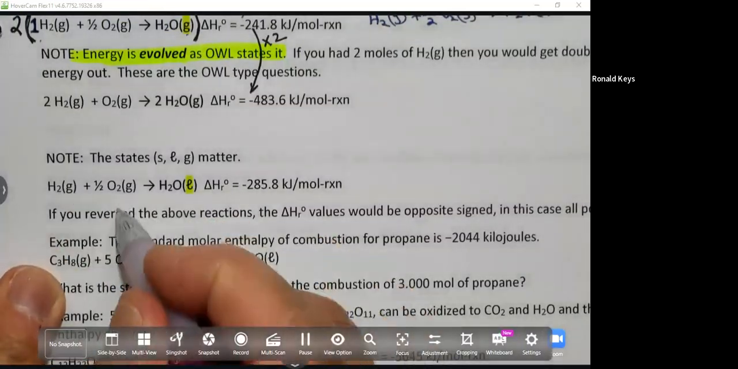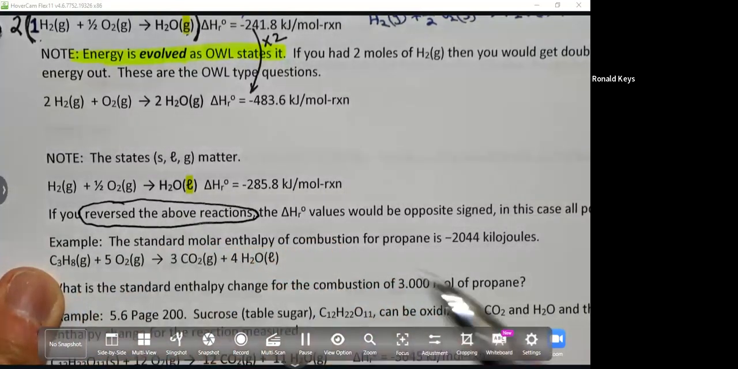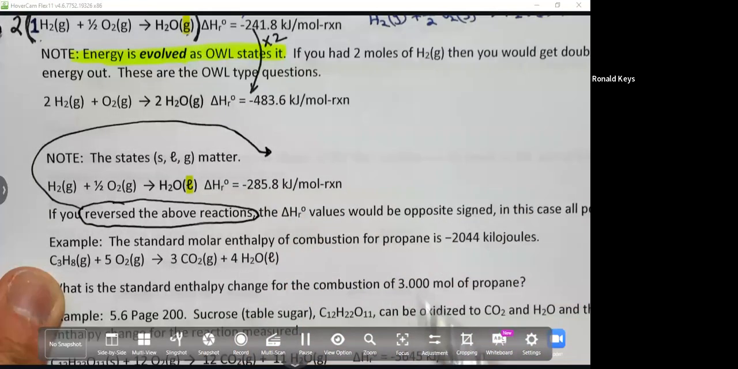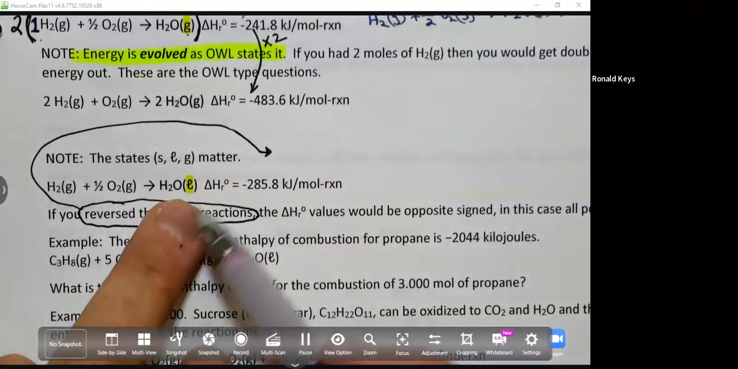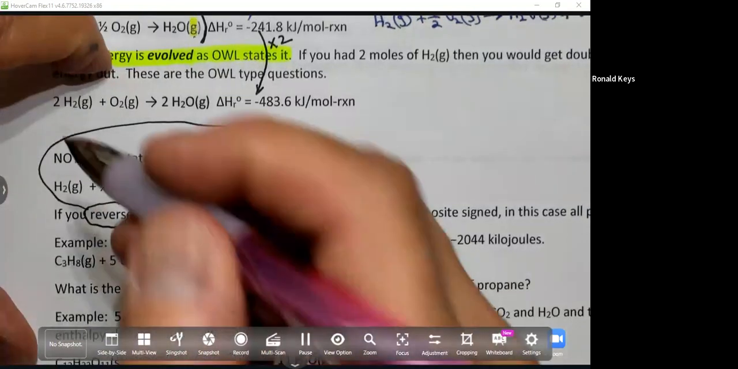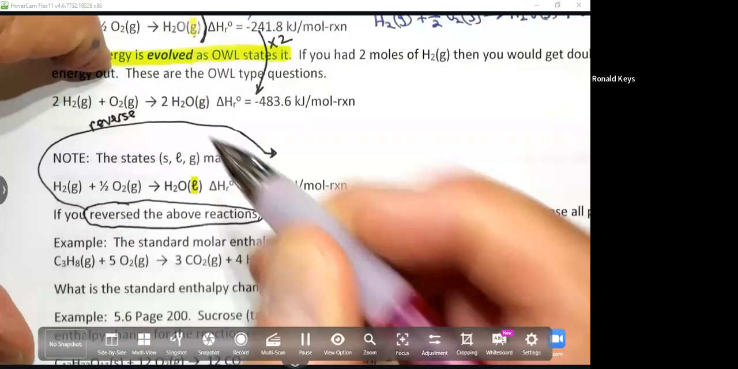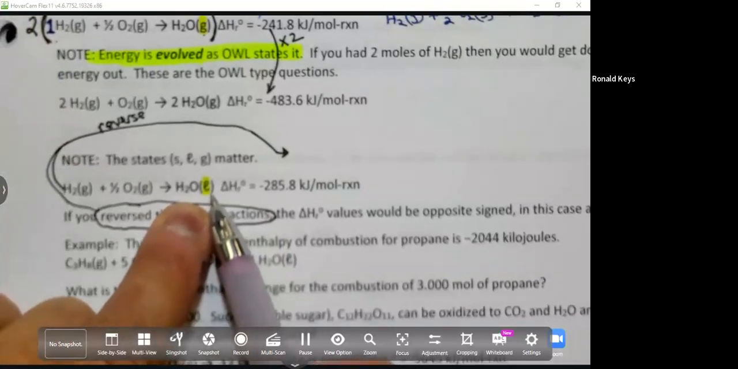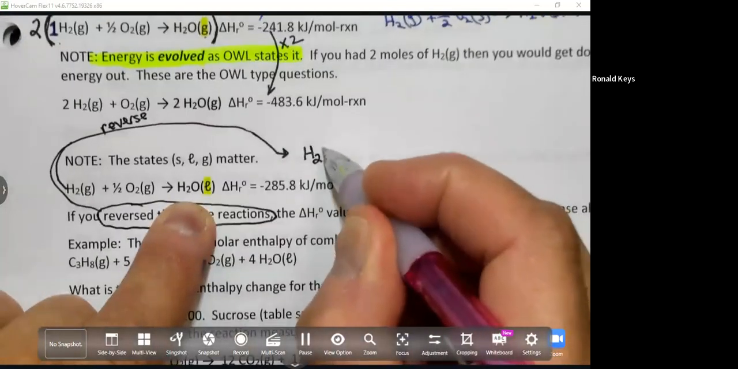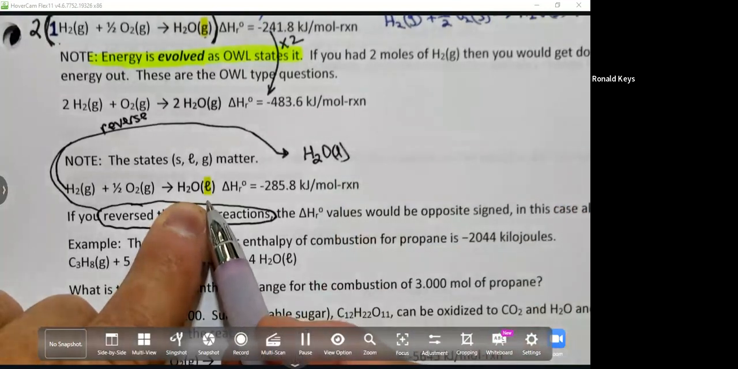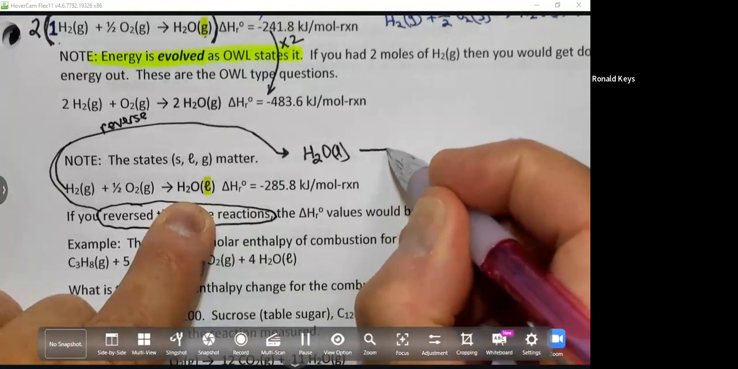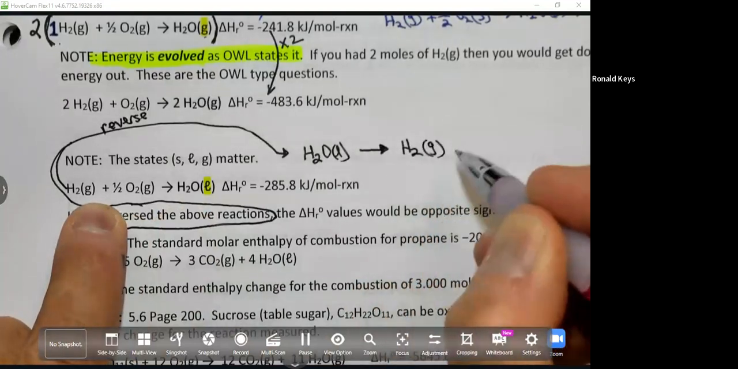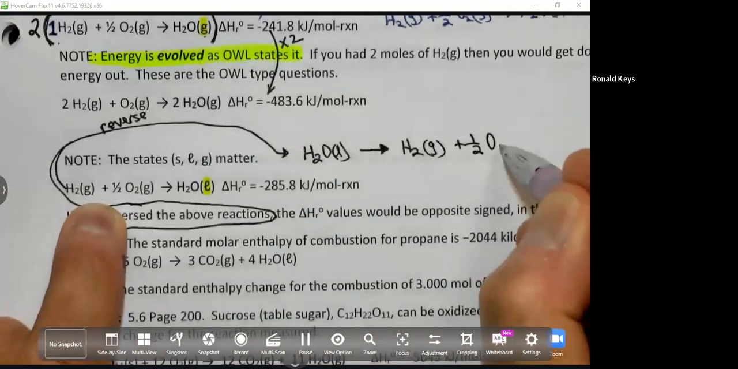So if we reverse this reaction, let's draw it out. Let's do it right here. If we write this out in reverse. So instead of having water, I'm just going to write reverse right here. This is the reaction. Instead of having water as a product, we would have to have water as a reactant. We got to put in the L for liquid. We draw our arrow. We're just reversing this reaction. And now hydrogen gas is here, plus 1/2 oxygen gas.